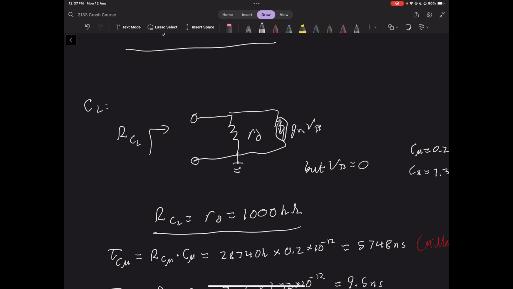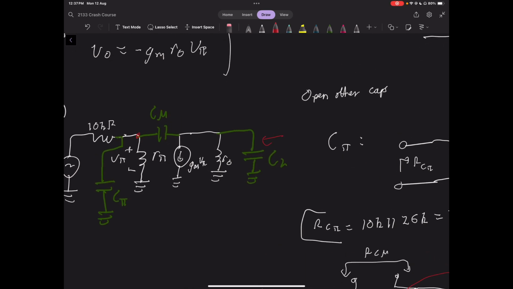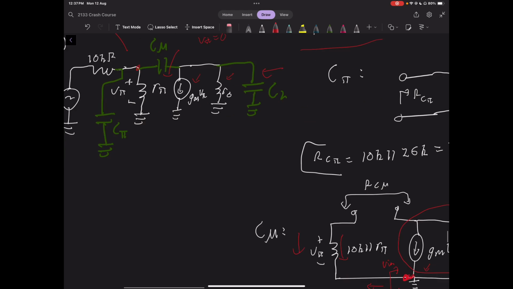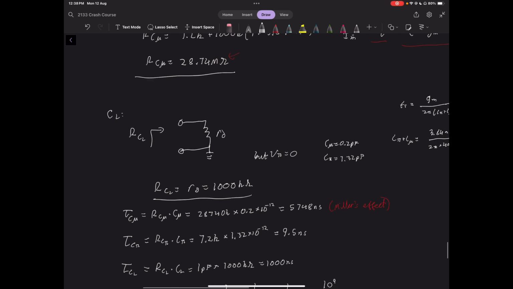But again, looking at the original circuit, we look through CL, we see the current source, and then we see R0. Obviously, we open all other capacitors when we're doing the time constant method, so we look at them one at a time, which means that's an open circuit. And because this circuit is entirely dead, V pi is equal to 0. Because of that, this source actually dies, which means when we're looking at this circuit, we don't actually need to consider this at all, which means RCL is just pretty clearly R out. So nothing too crazy about that.